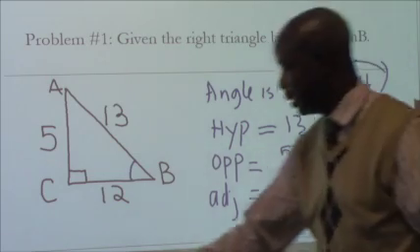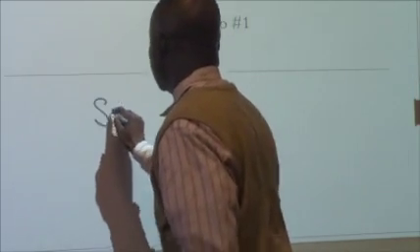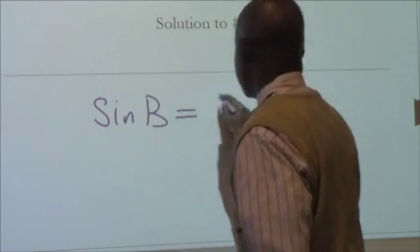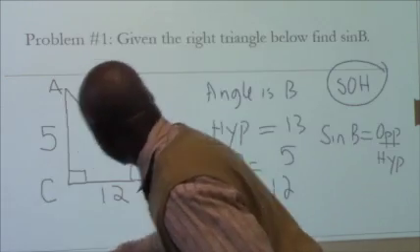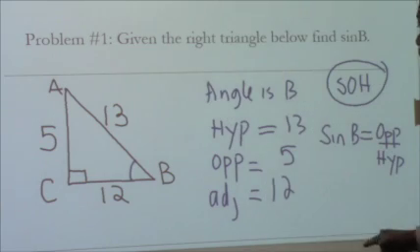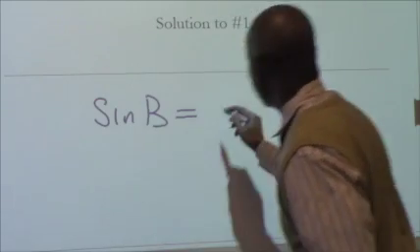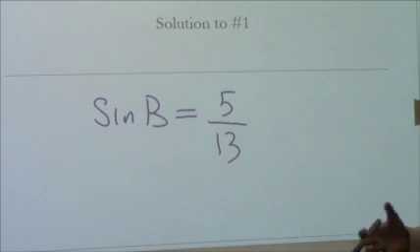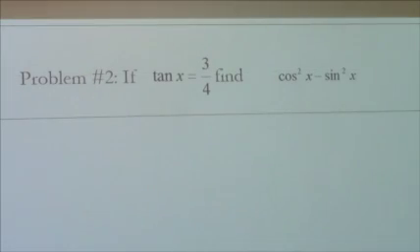So basically the sine of angle B would be the opposite, which was what? Let's go back there. The opposite was 5, over the hypotenuse, which was 13. And so this is done. Very basic, very easy, and very simple. It's a case of application.